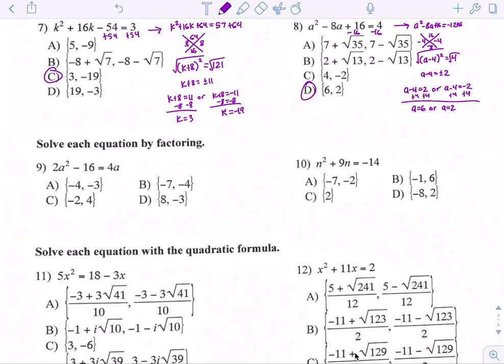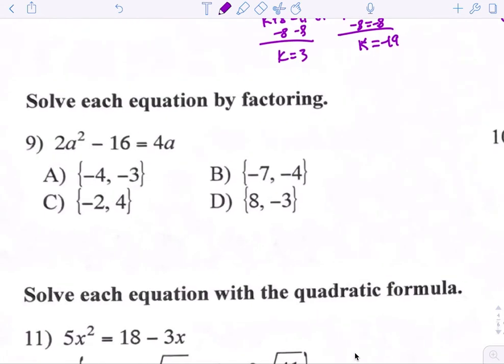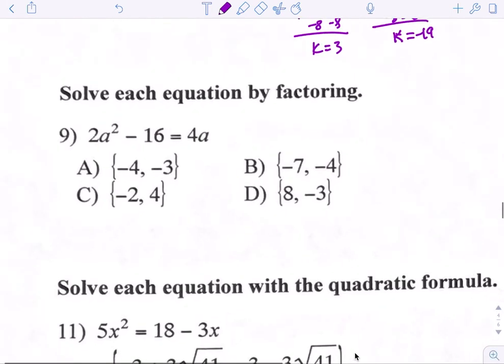All right, number 9. When you solve this by factoring, we have to move this and set it equal to 0. So subtract 4a from both sides. 2a squared minus 4a minus 16 is equal to 0. Factor out a 2 from each number, because 2, 4, and 16 can all be divided by 2. 2 divided by 2 is 1, so a squared. Negative 4 divided by 2 is negative 2. Negative 16 divided by 2 is negative 8.